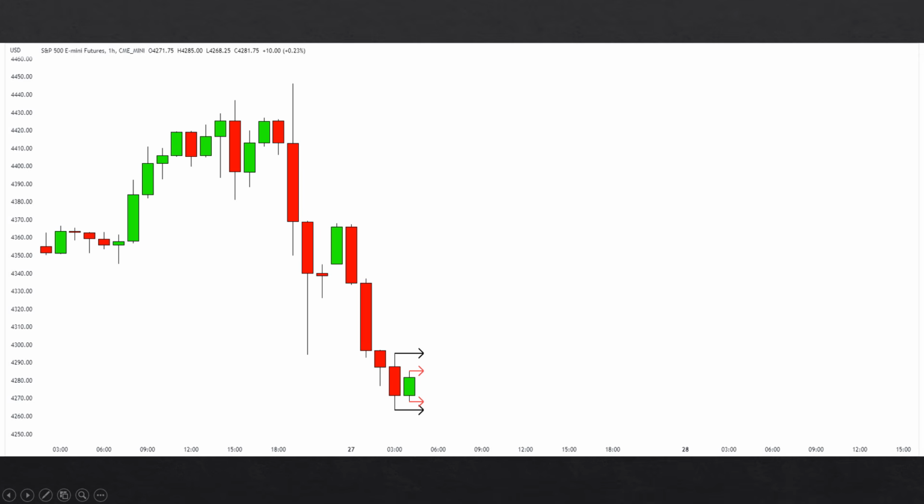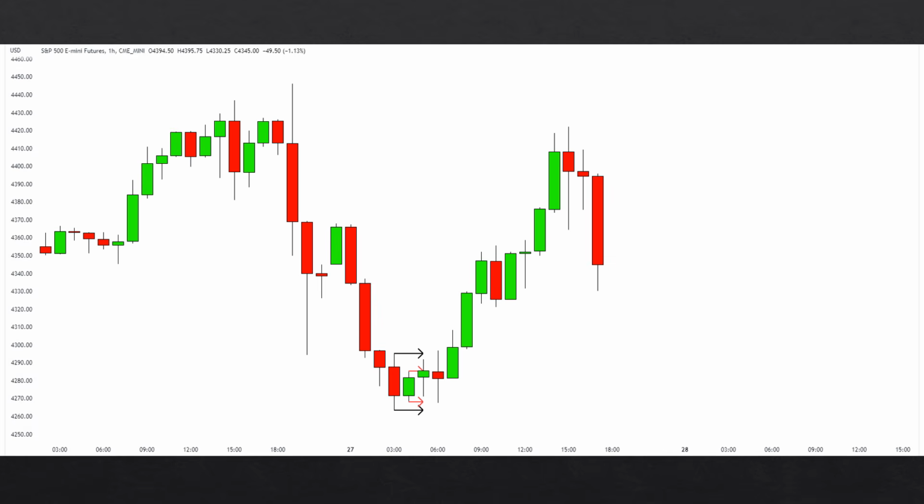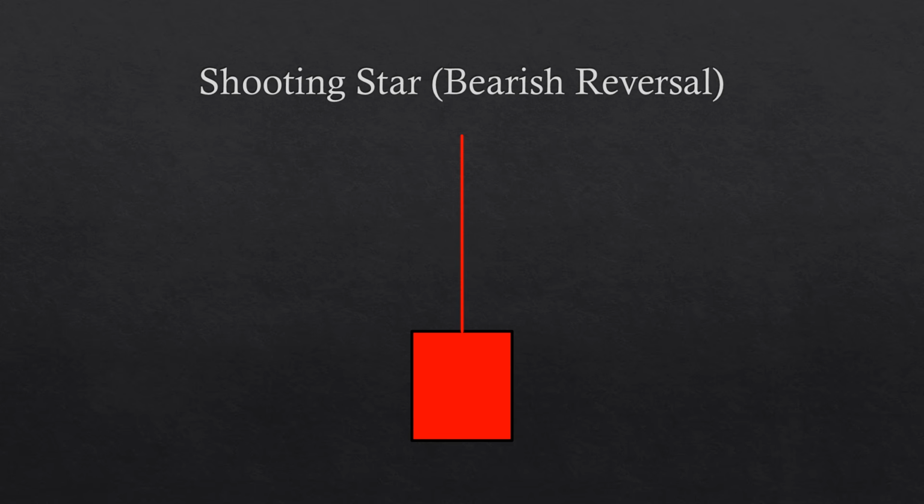Let's see what happened with price right after the pattern. In this chart, you can see how price immediately reverses to the upside after the bullish harami or the bullish inside candle. The next candlestick pattern I want to talk about is called shooting star, and it's a bearish reversal pattern that is also very common and very reliable.